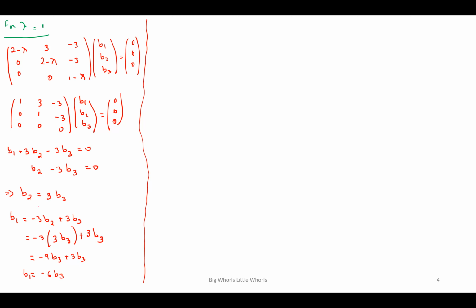That's b1. So the solution set of the linear system is b1, b2, b3, where b1 is equal to minus 6b3, b2 is equal to 3b3, and b3 is just b3. So this is equal to minus 6, 3, and 1 times b3.